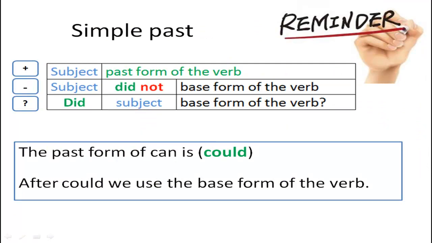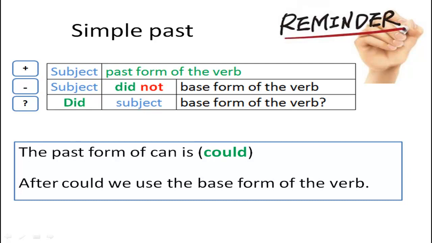Now this is the reminder of the simple past. In the affirmative we have the subject followed by the past form of the verb, or what is called verb 2. In the negative we use the auxiliary do in the past form to become did to carry the negative particle, followed by the base form of the verb. So the auxiliary verb in the negative in the simple past carries the tense and carries the negative particle.